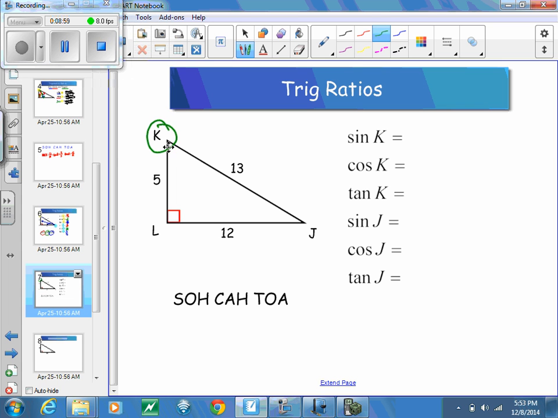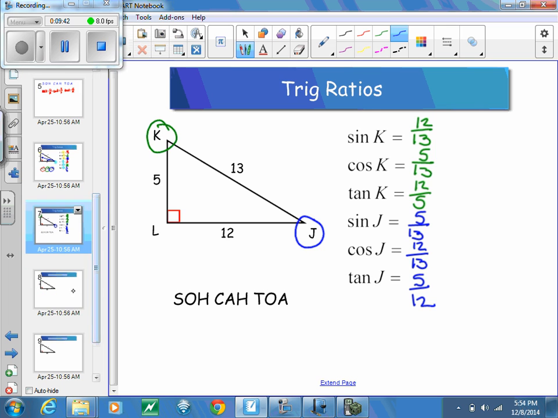Angle K, if I start there, talking about the sine, I'm going to take opposite over hypotenuse, so I would end up with 12/13. Cosine of angle K, adjacent over hypotenuse, so 5/13. And tangent is opposite over adjacent, so I'd end up with 12/5. Angle J, if I were to look at that angle, doing the sine, opposite over hypotenuse, would be 5/13. Adjacent over hypotenuse for the cosine would be 12/13. And then the tangent would be opposite over adjacent to give me 5/12. So here are our trig ratios that we're working with.